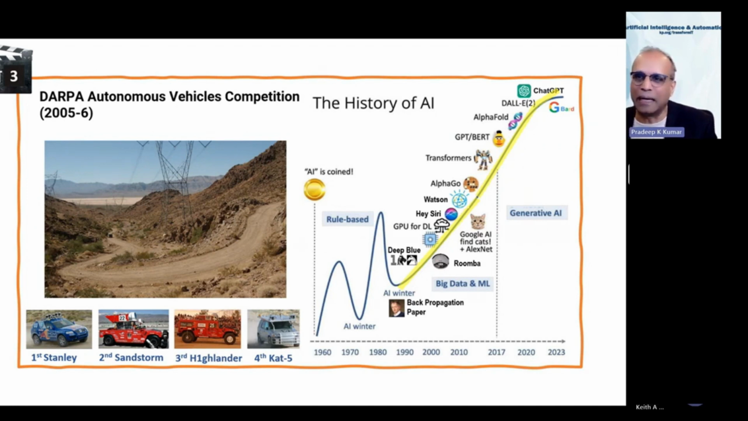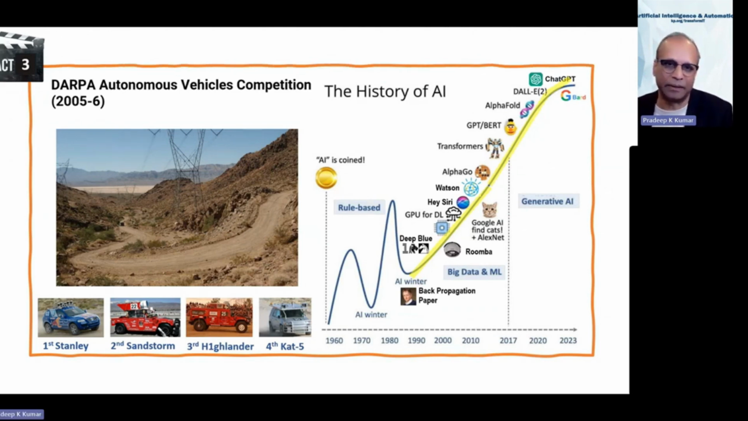So all this had a significant role in advancing autonomous vehicle technology and fostering innovation in this field. So it later served as a catalyst for subsequent development in autonomous vehicles and robotics.